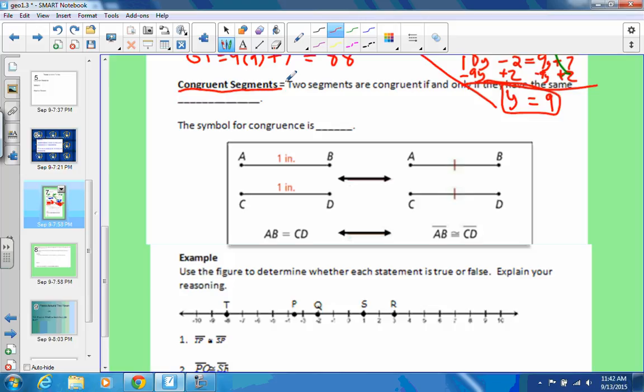Our two segments are congruent here. It says if and only if they have the same length or distance.